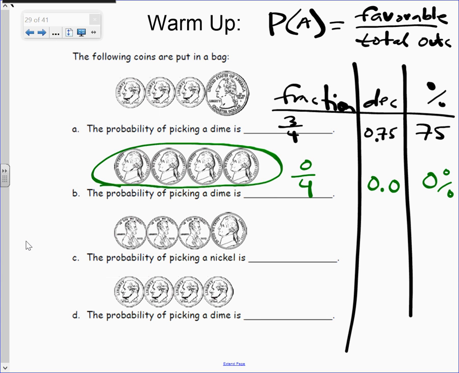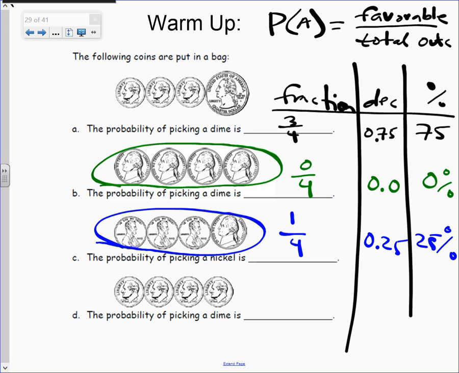The probability of picking a nickel. It's got 3 pennies and a nickel. We got 1 out of 4 in fraction form. In decimal, 1 divided by 4 is going to be 0.25. Just think about it, a quarter is 1/4 of a buck, right? And this is 25%.